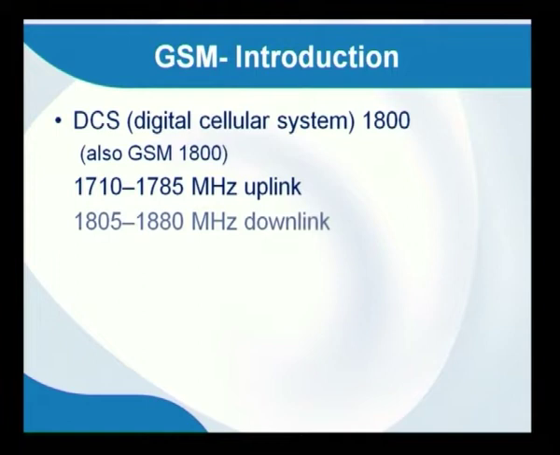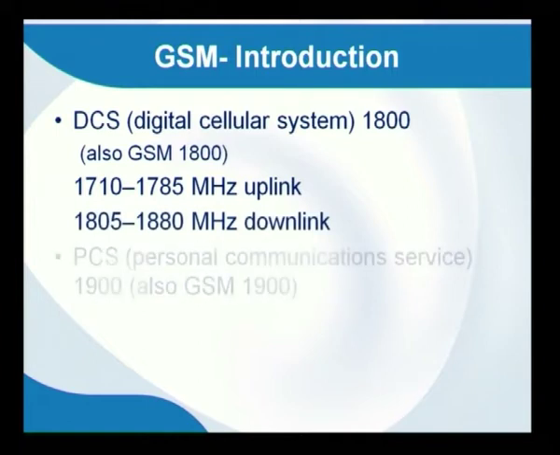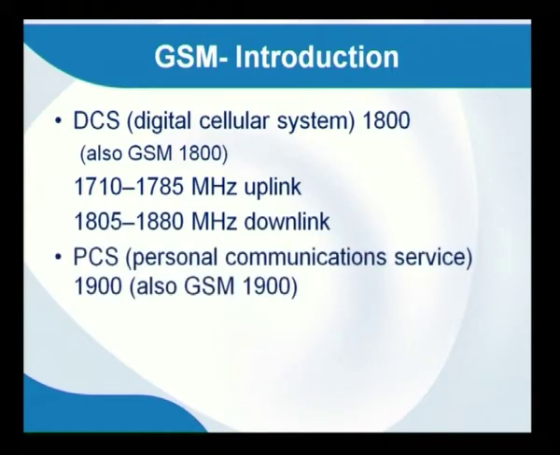It is also referred to as GSM 1800 or 1800. Here the uplink is about 1710 to 1785 megahertz, and the downlink covers the frequency range 1805 to 1880 megahertz. So we should understand one thing behind the GSM architecture.